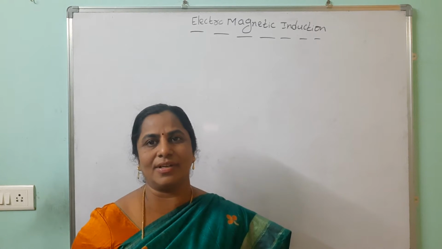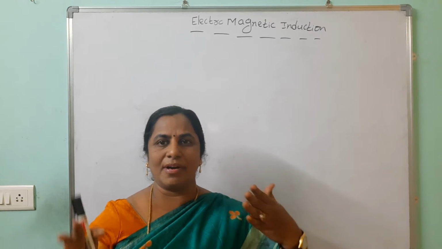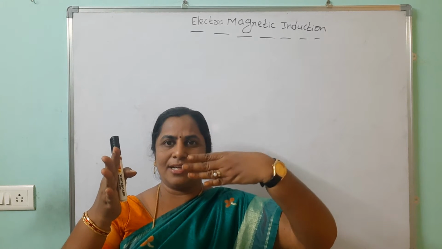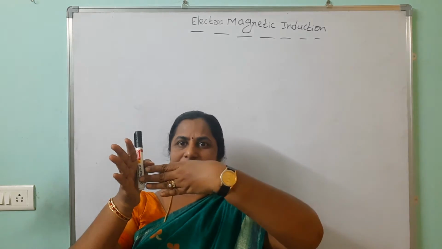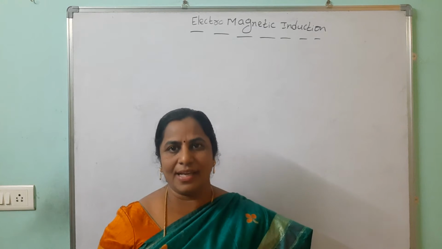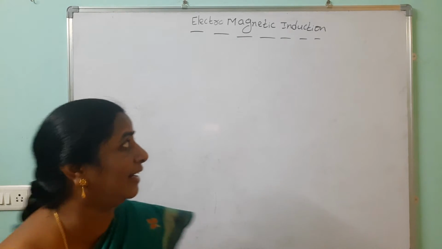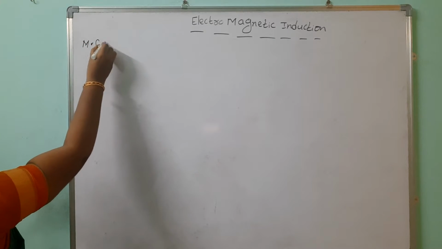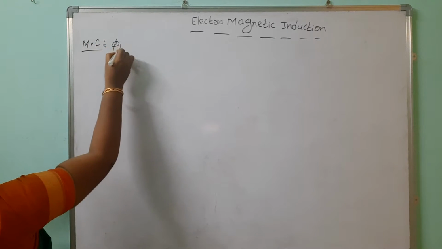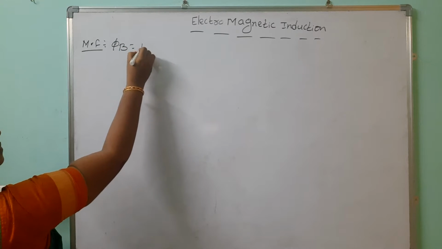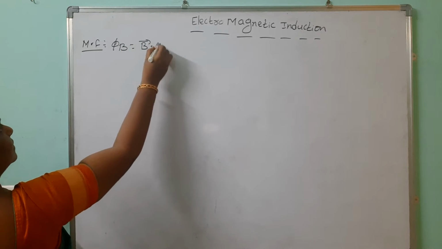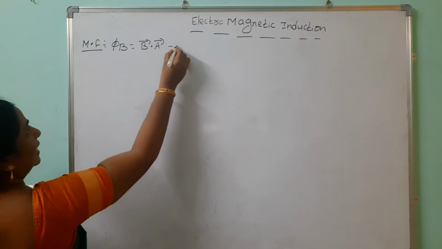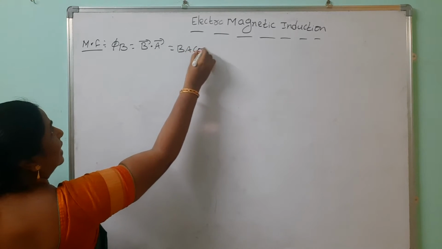What is magnetic flux? Generally you can say that the number of magnetic lines of force passing through an area, perpendicular to the area, is called the magnetic flux. While writing the expression, magnetic flux is represented by phi B equals B bar dot A bar, where B is the magnetic induction and A is the area. It can also be written as BA cos theta.